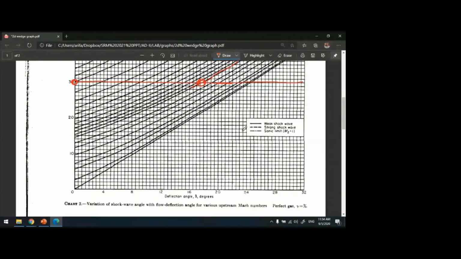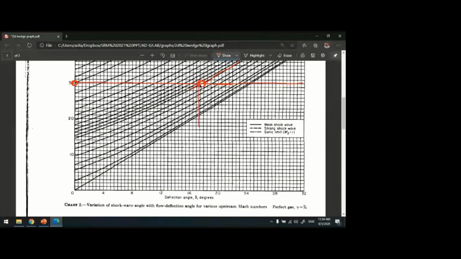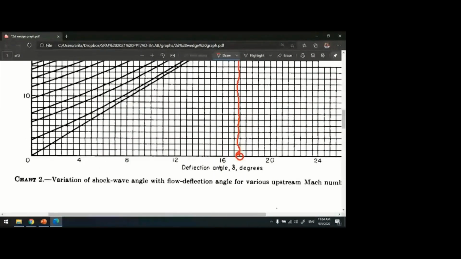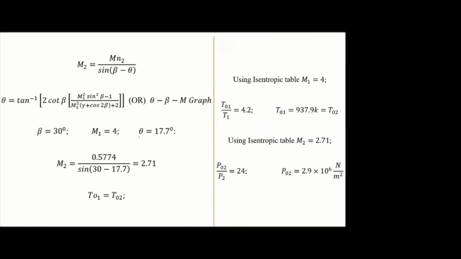This line, and Mach number is 4. So this is the Mach number 4 line. So here I am getting the intersection point. And if you come down, what is the value here? 16, 17, 17.5 something. This around 17.5 I am getting from this graph. Theta is 17.5 degree there, we got it, but here it is accurately 17.7.